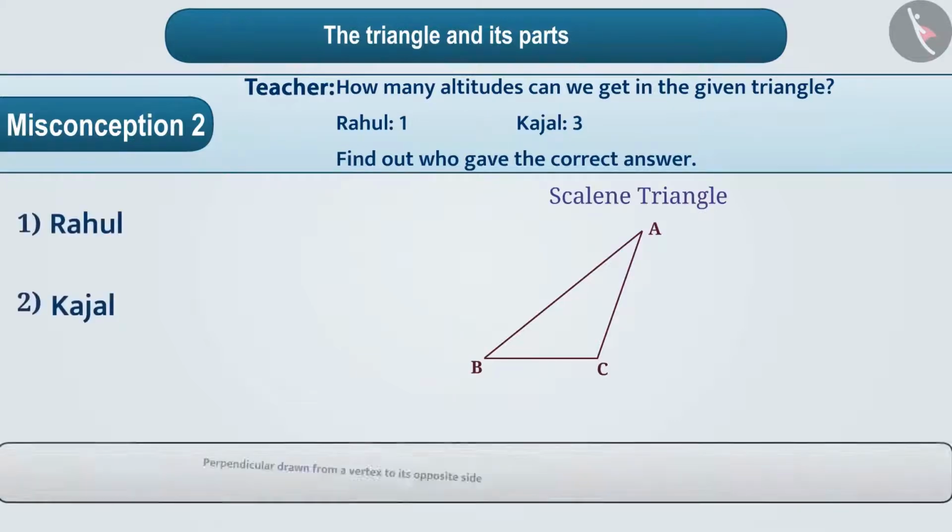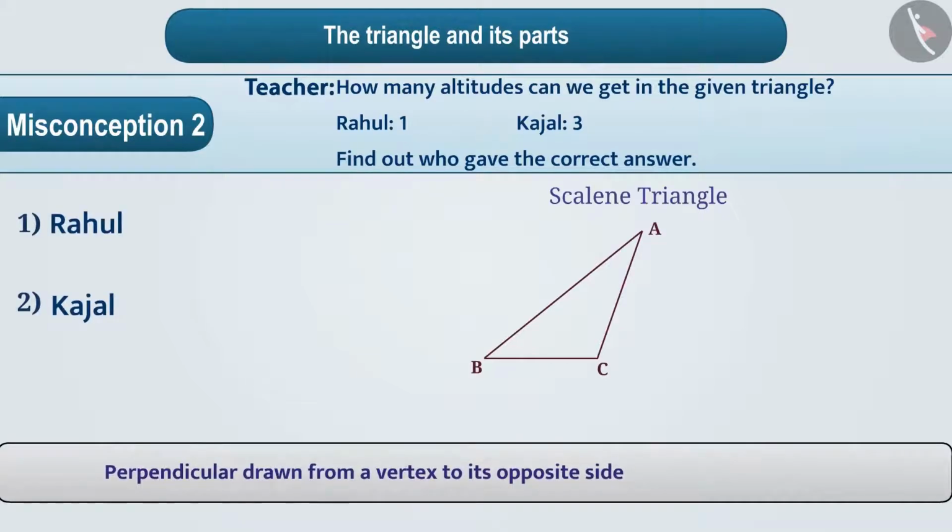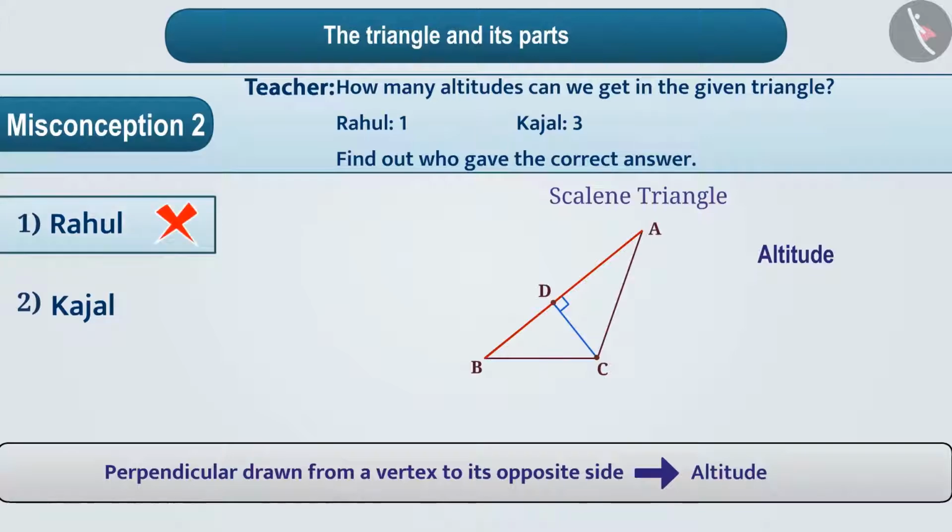Some children are well aware that the perpendicular, which is formed on the opposite side of any vertex, is called the altitude of the triangle. In the given figure, some children are only able to make an altitude on the side BA only from the vertex C. So they think that only one altitude can be obtained in the given figure. With this understanding, they answer option 1, which is a wrong answer.